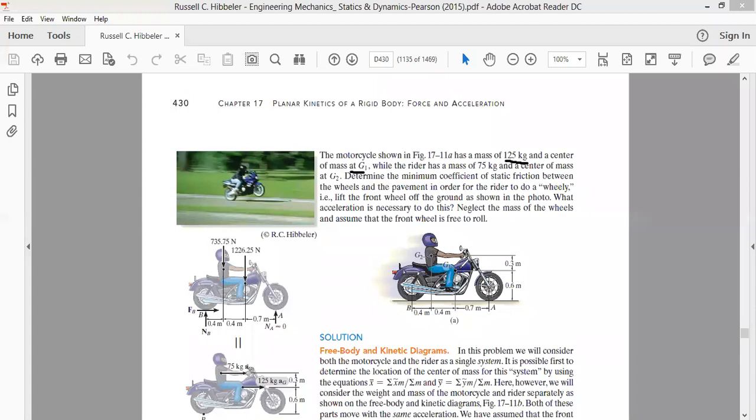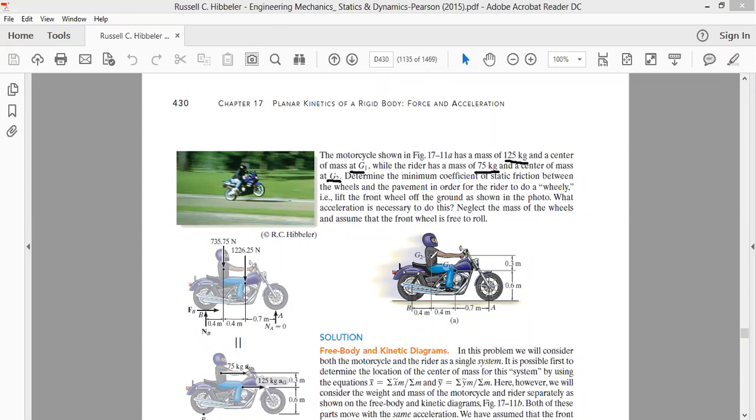The engine being the heaviest part of the motorcycle, that's why the center of gravity will be somewhere around that engine. So the question says that the center of gravity of the motorcycle is at G1, while the rider has a mass of 75 kg. The rider happens to be a fat man, and his mass is around 75 kg, with a center of mass at G2.